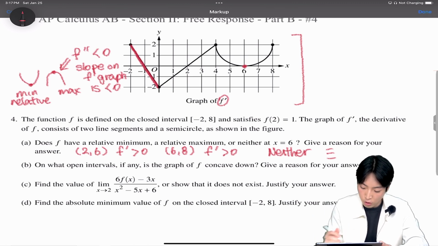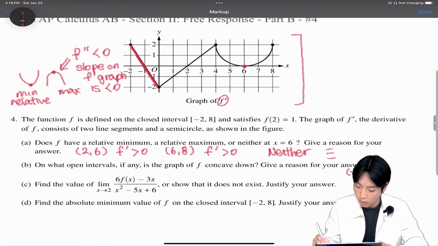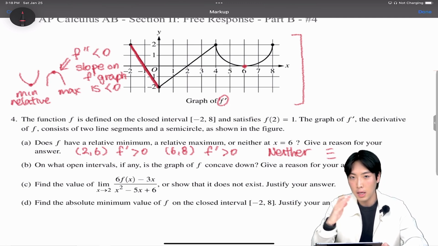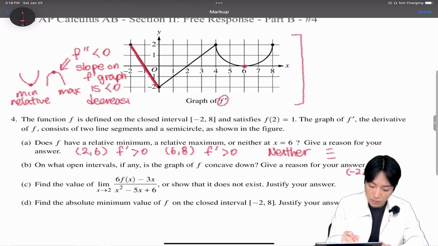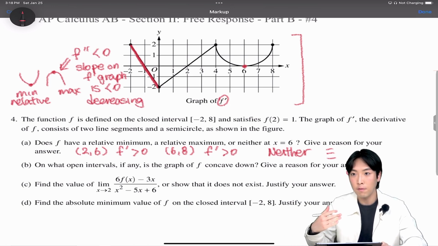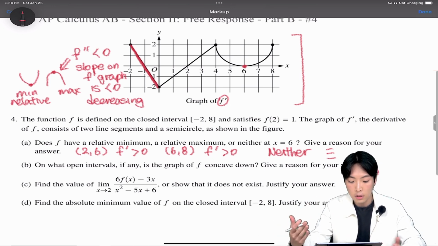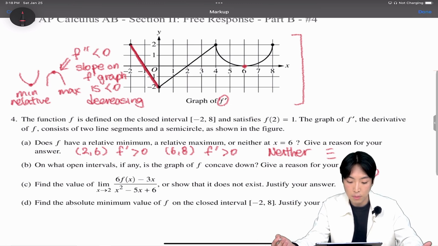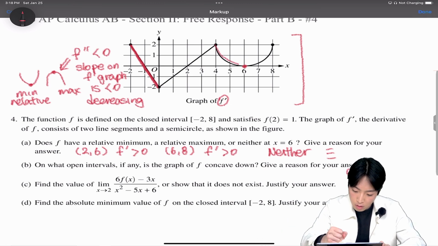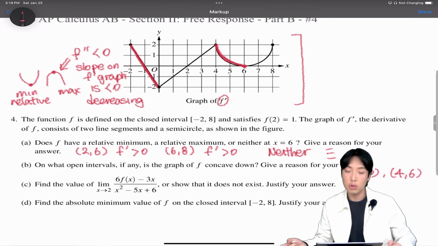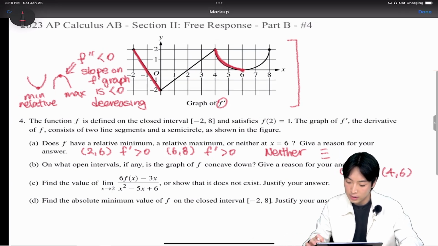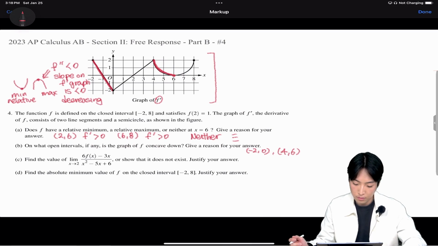You can see between -2 and 0, our slope of f prime is negative. It's decreasing. So if we find the derivative of this, our f double prime will be negative because f double prime is the slope of that. Another section would be here, between 4 and 6. You can also see here that it's a decreasing section. So we have 2 intervals, between -2 and 0, and between 4 and 6, where we will have f being concave down.